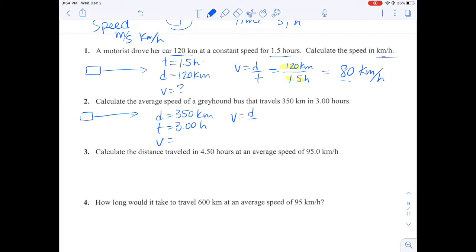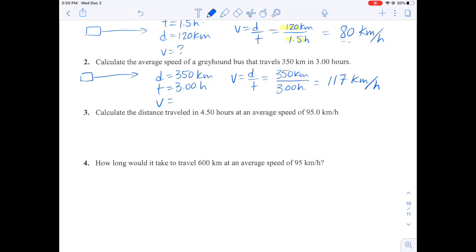Again, my formula is V equals D over T. It doesn't require a rearrangement because I'm calculating speed, which is the V. So I've got 350 kilometers, and it's being traveled over 3 hours. So 350 divided by 3.00. My calculator says it's 116.66666666 repeating. And so I want 3 significant digits. So I get 1, 2, 3. And because the next following number here is 5 or greater, I need to round up. So my answer is going to be 117 kilometers per hour.